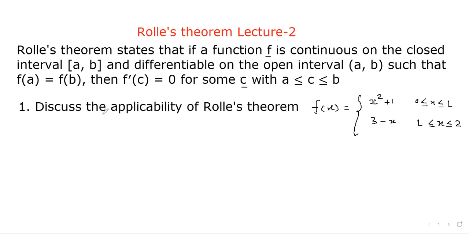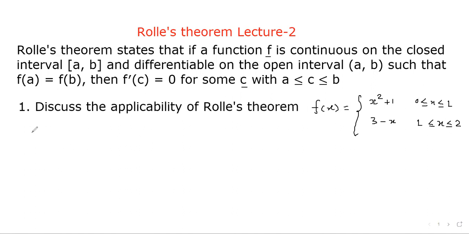Question number 1. Discuss the applicability of Rolle's theorem for the function f(x) equal to x squared plus 1 when 0 is less than or equal to x is less than or equal to 1, and 3 minus x when 1 is less than or equal to x is less than or equal to 2. So here two things are important. First, we will check whether the function is continuous, and then we will check whether the function is differentiable. If both the conditions are satisfied, then we will proceed. So let's see the first condition.